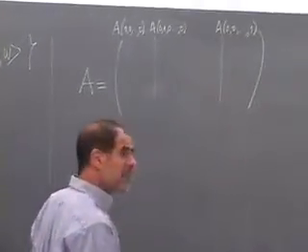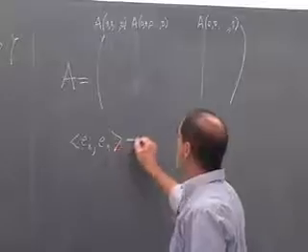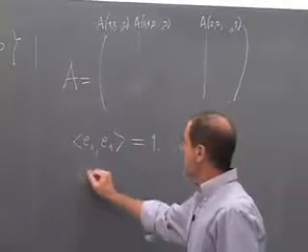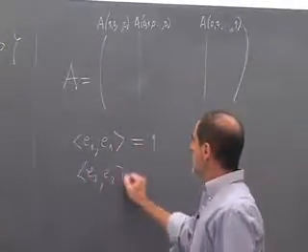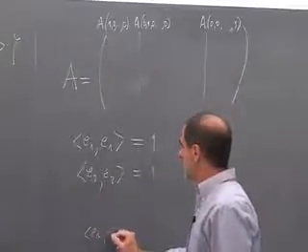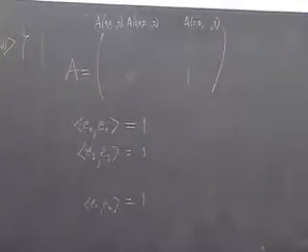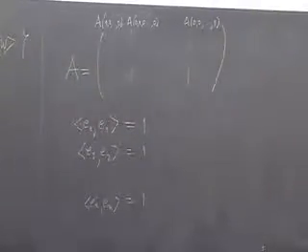Okay, now the standard basis has the following property. If you take the inner product of E1 with itself, you get 1. And you take the inner product of E2 with itself, you get 1. And you take the inner product of En with itself, you get 1, right? Because these only have one 1 in them. And if you look at this formula, only one term is non-zero, and it's 1 times 1.